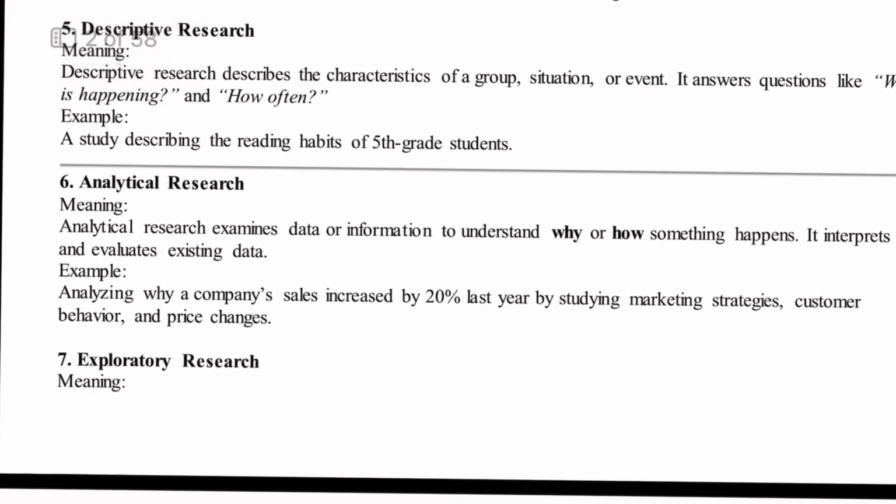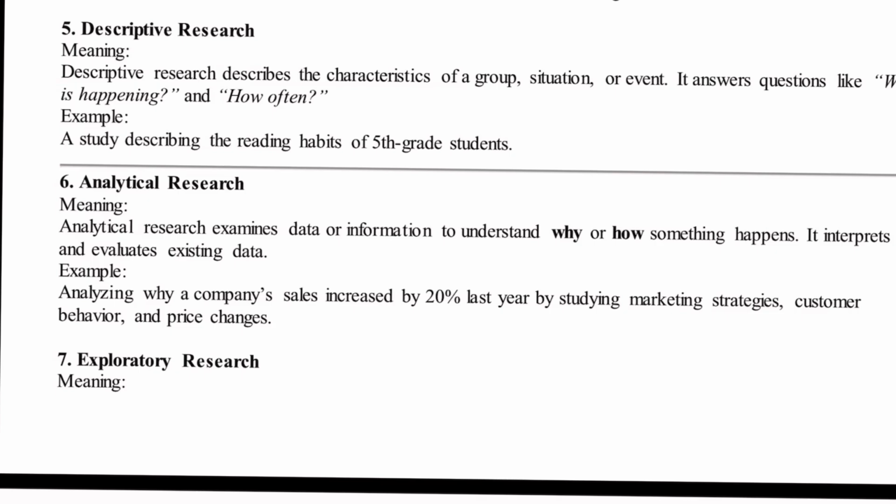Fifth type is descriptive research. Descriptive research describes the characteristics of a group, a situation, or events. It answers questions like what is happening and how often. Example, a study describing the reading habits of 5th grade students.